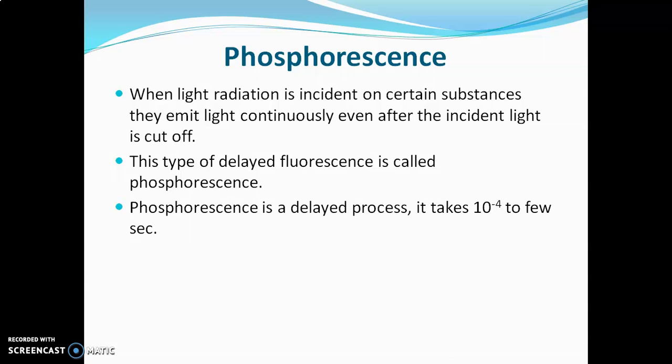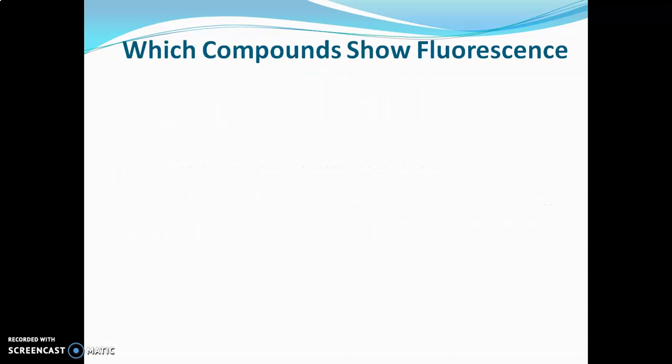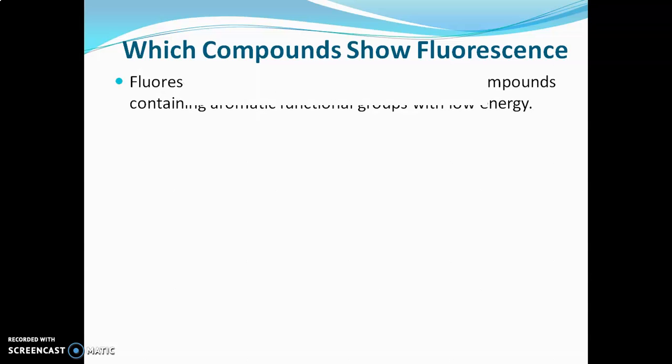This type of delayed fluorescence is known as phosphorescence. Phosphorescence is a delayed process. It takes 10 raised to minus 4 to a few seconds. That means a longer time than fluorescence. Now, which compounds will show fluorescence?